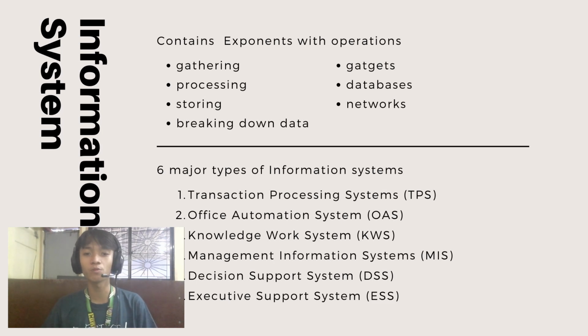The Executive Support System, or ESS, is the last type, or the sixth information system. These information systems are similar to management information systems but for executive level decision making. The ESS provides better computing capabilities and more outstanding telecommunication.